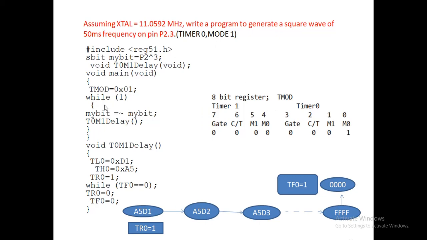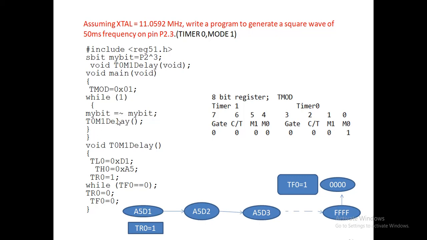Now while(1) is an infinite loop. The main program I have written in that while(1): my bit, that is P2^3, equals the complement of my bit. If it is 0, the complement of that 0 now becomes 1. That 1 is stored in my bit. The my bit is nothing but P2^3. So after this complement operation, I am performing the T0 delay function.